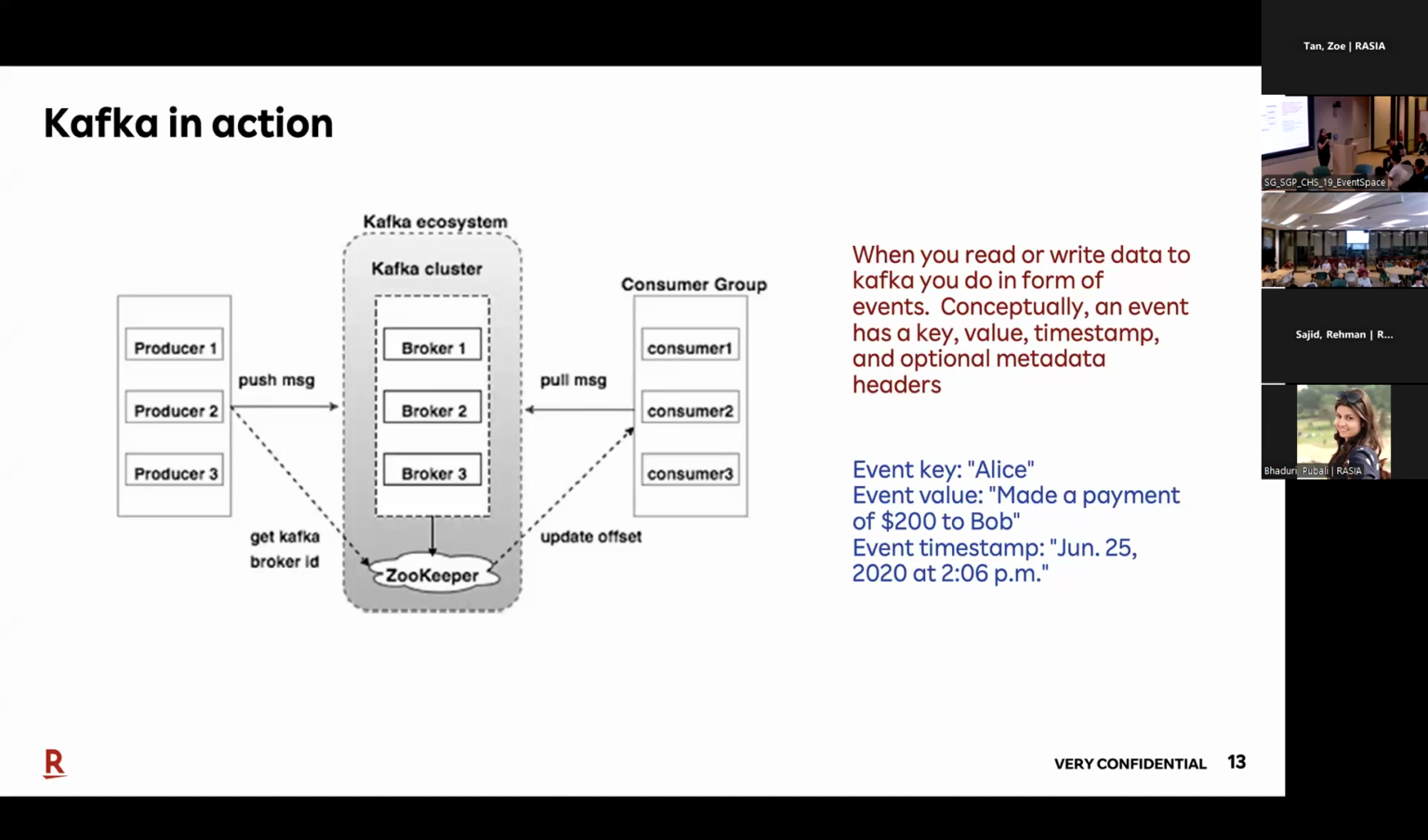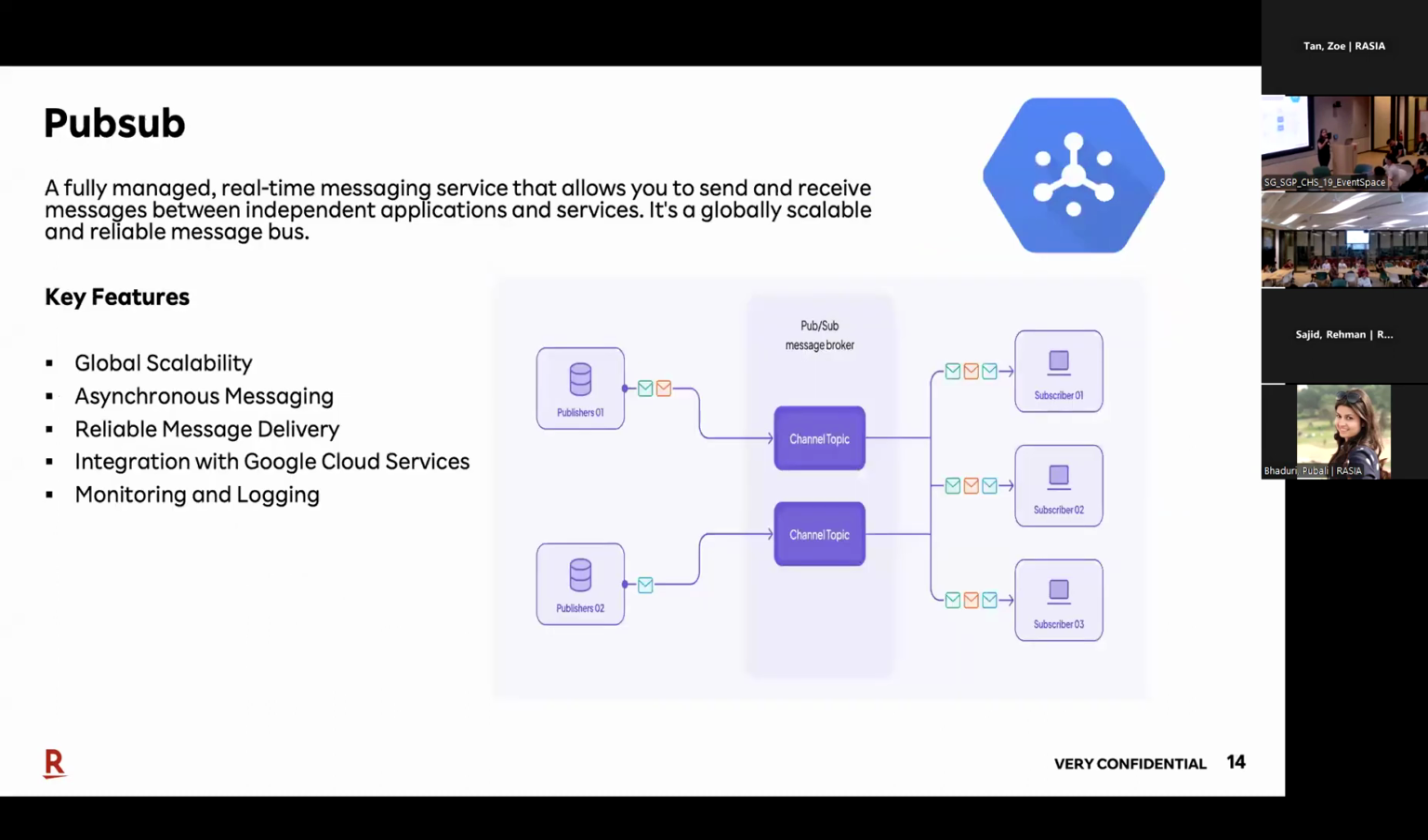Now, Kafka we are running in our cluster, but as we are migrating to cloud, we have adopted PubSub. PubSub is very similar to Kafka, but it is maintained within the Google Cloud ecosystem. As you can see, the key features almost match Kafka, but the exceptional one would be global scalability. As it is within the Google Cloud ecosystem, we can maintain it in different regions.